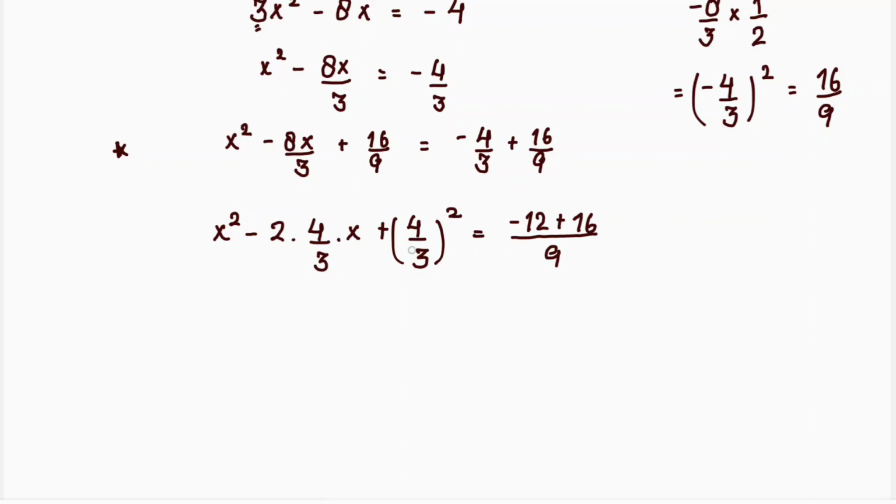On the left, the square is completed. A minus B whole square.